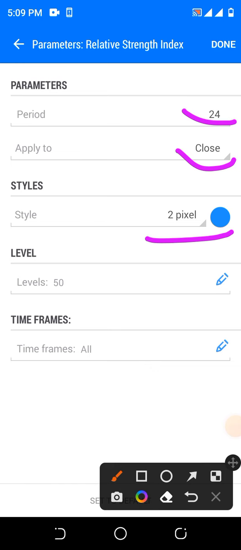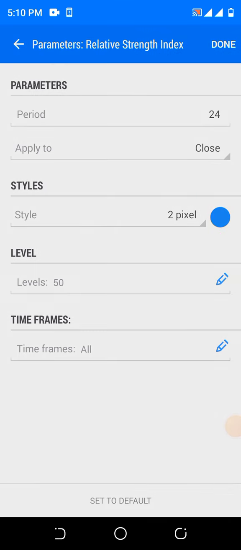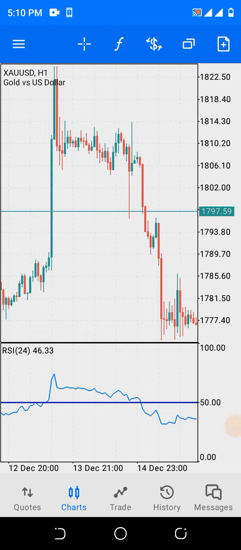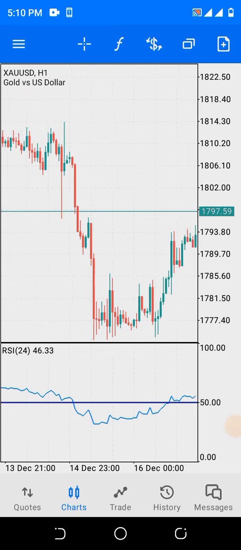Now when you come to the level, pay attention. This is the main point. That is where the secret of this strategy lies. The level is 50. That is the secret point of this strategy. Once you are done setting up the relative strength index in this manner, you hit done. That is all you need to do to set up this particular strategy.